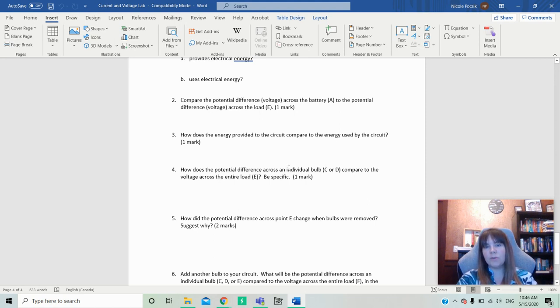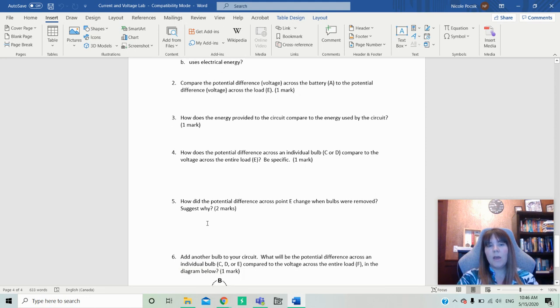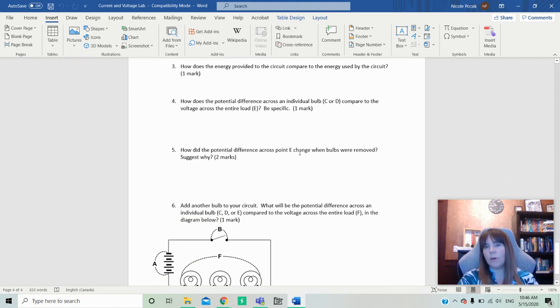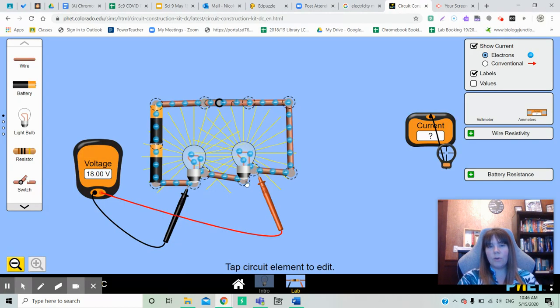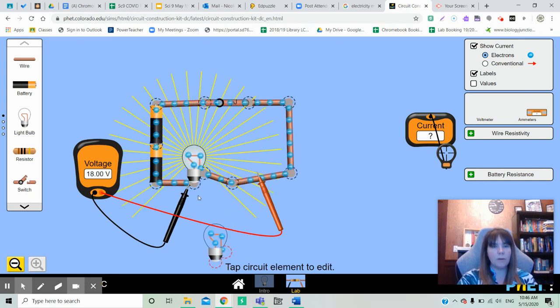Okay, it says, how does the potential difference across one light bulb compare to both? Now I say be specific because I want you to explain to me what is the difference between one light bulb to 2? How do they change? Then it says, how does the potential difference across point E change when the bulbs were removed and suggest why? So all that is saying is if I went back to my lab and I took away this bulb, what do you think is going to happen? Let's look. This used to be just 9 volts. Now it's 18 volts.